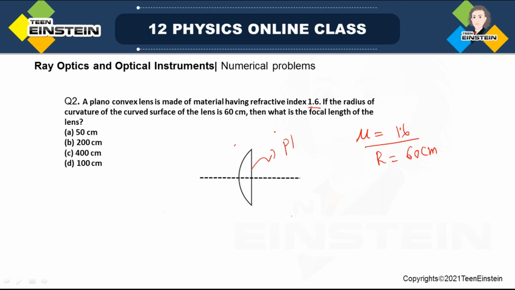So what is the radius of curvature of the plane surface? This will actually be infinity. You have to remember that whenever you see any plane surface, it has infinite radius of curvature. That's why a plane mirror has infinite focal length, since it has infinite radius of curvature, right? So you have to use this fact that a plane surface has infinite radius of curvature, and the radius of the curved surface is given as 60 centimeter. Now you have to find out the focal length.